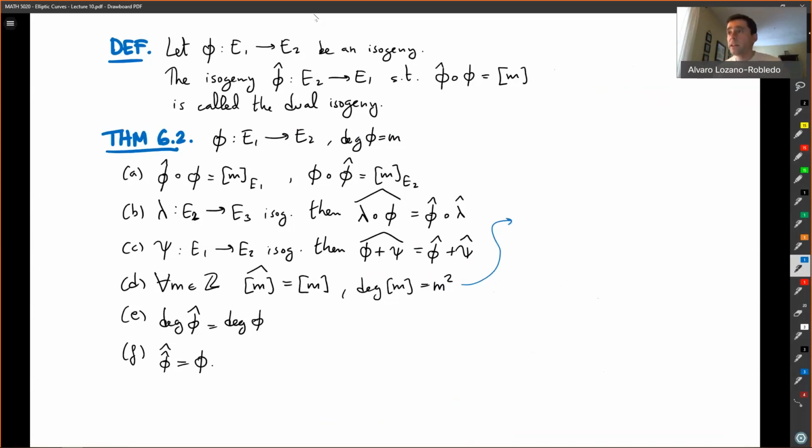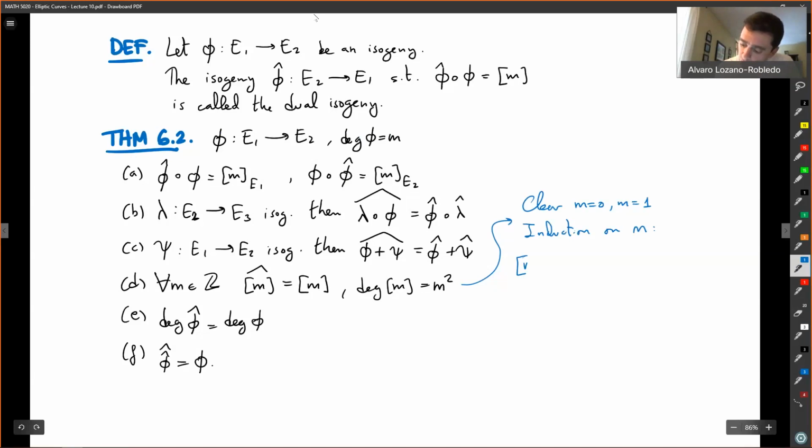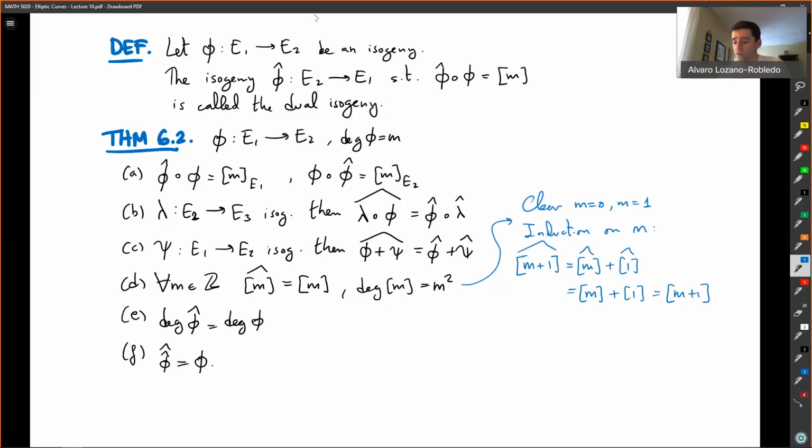So about part D, this is clear for m equals 0 or m equals 1: the dual of the constant function is going to be itself, and the dual of multiplication by 1, which is the identity map, is itself. Otherwise, we can do induction on m. I want to prove what is the dual of m plus 1, and by part C, this is the dual of m plus the dual of 1, which is m plus 1, which is multiplication by m plus 1. Okay, so you can now finish the induction and say that this is true for all m.